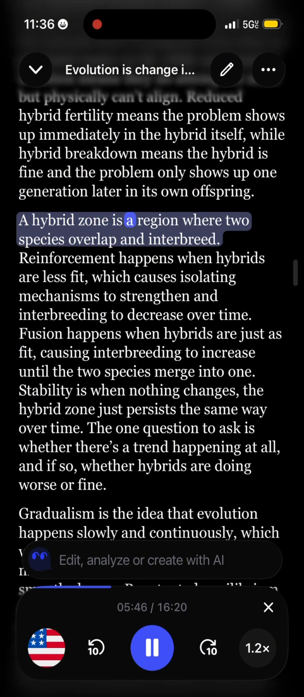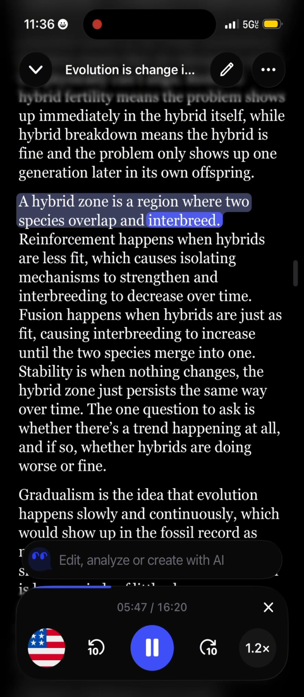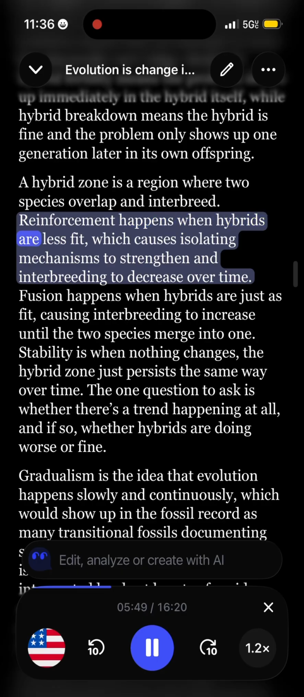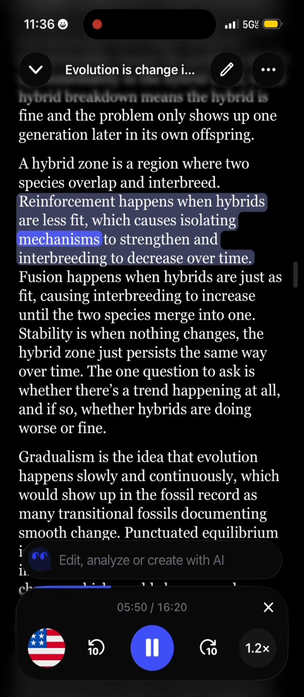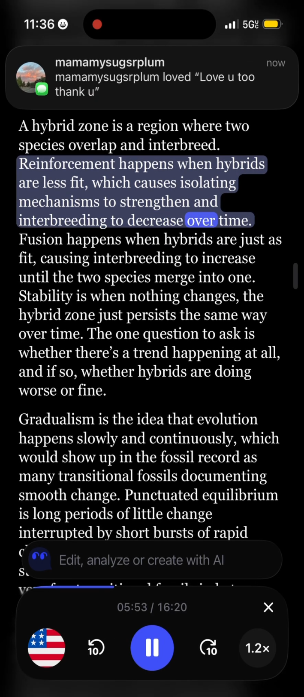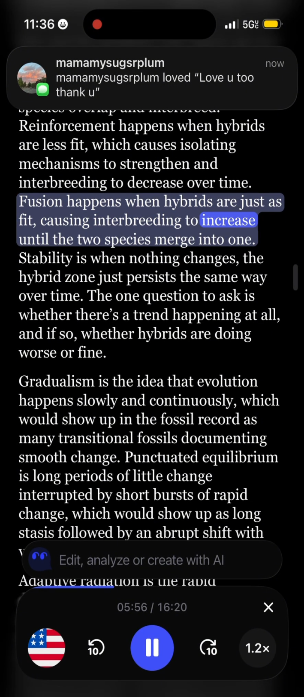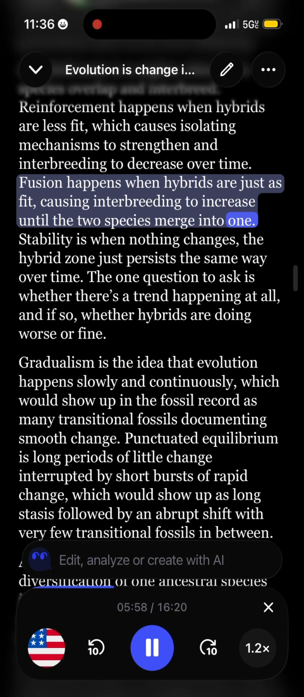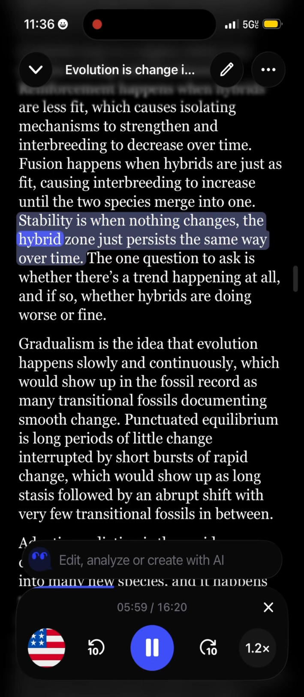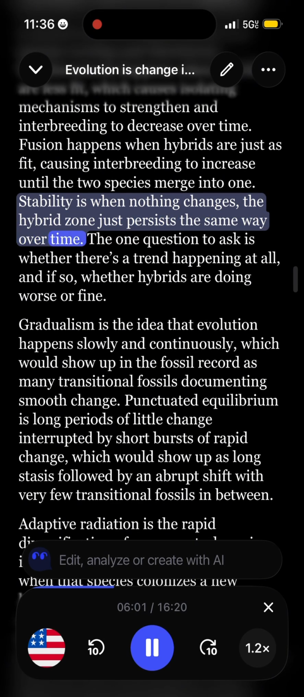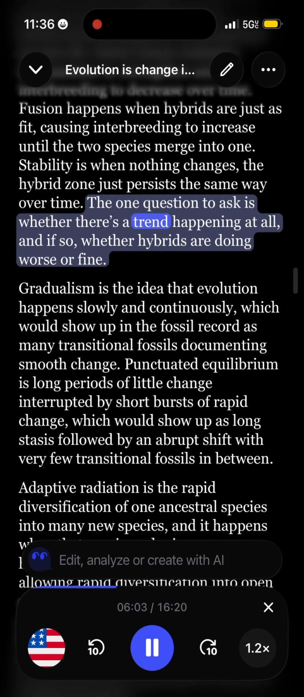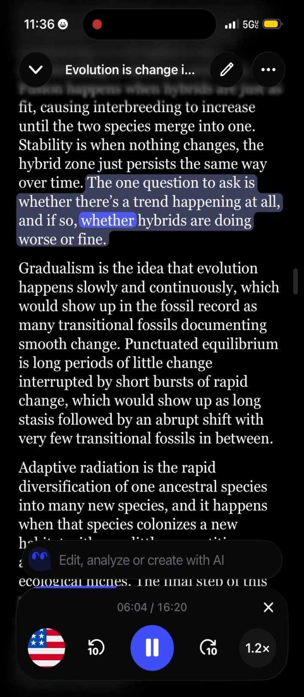A hybrid zone is a region where two species overlap and interbreed. Reinforcement happens when hybrids are less fit, which causes isolating mechanisms to strengthen and interbreeding to decrease over time. Fusion happens when hybrids are just as fit, causing interbreeding to increase until the two species merge into one. Stability is when nothing changes. The hybrid zone just persists the same way over time. The one question to ask is whether there's a trend happening at all, and if so, whether hybrids are doing worse or fine.